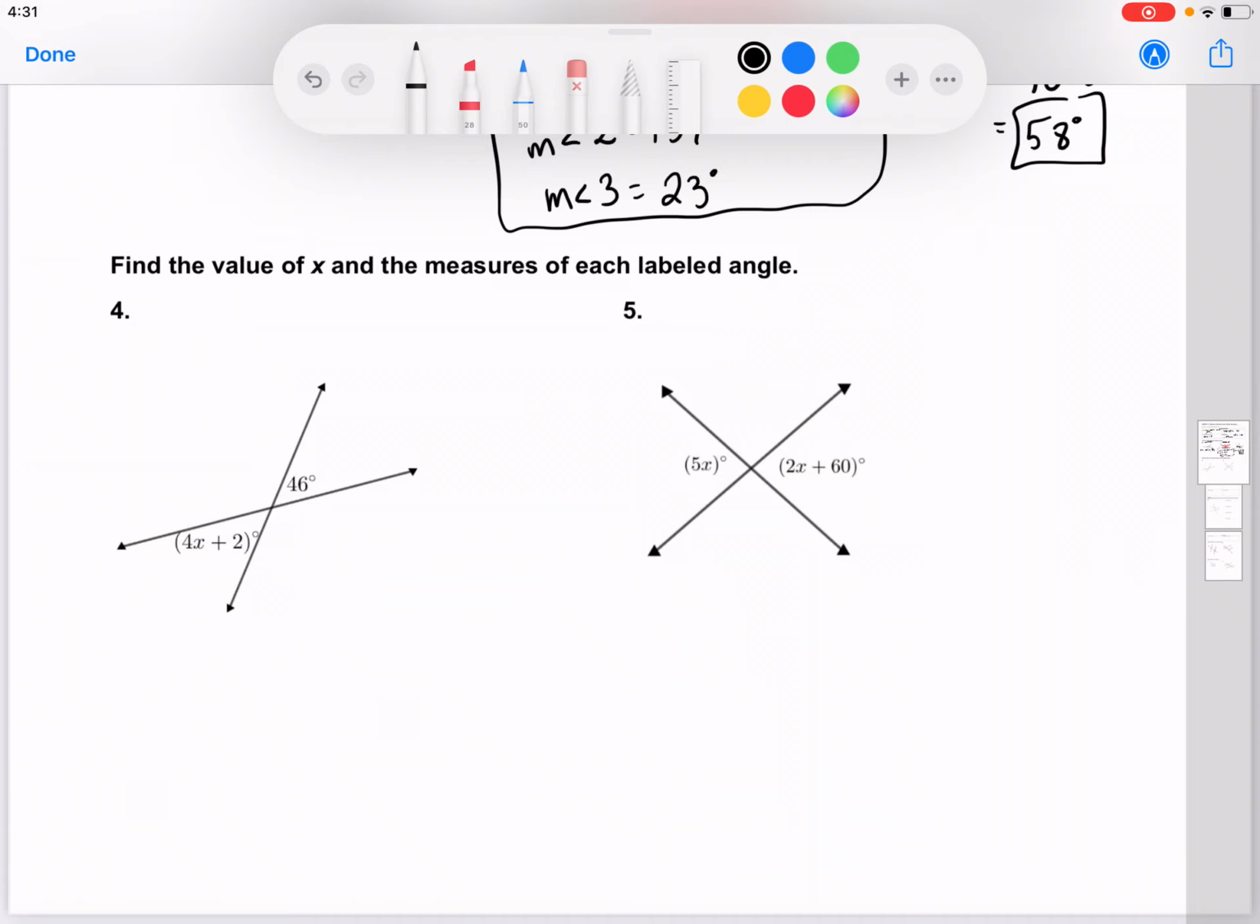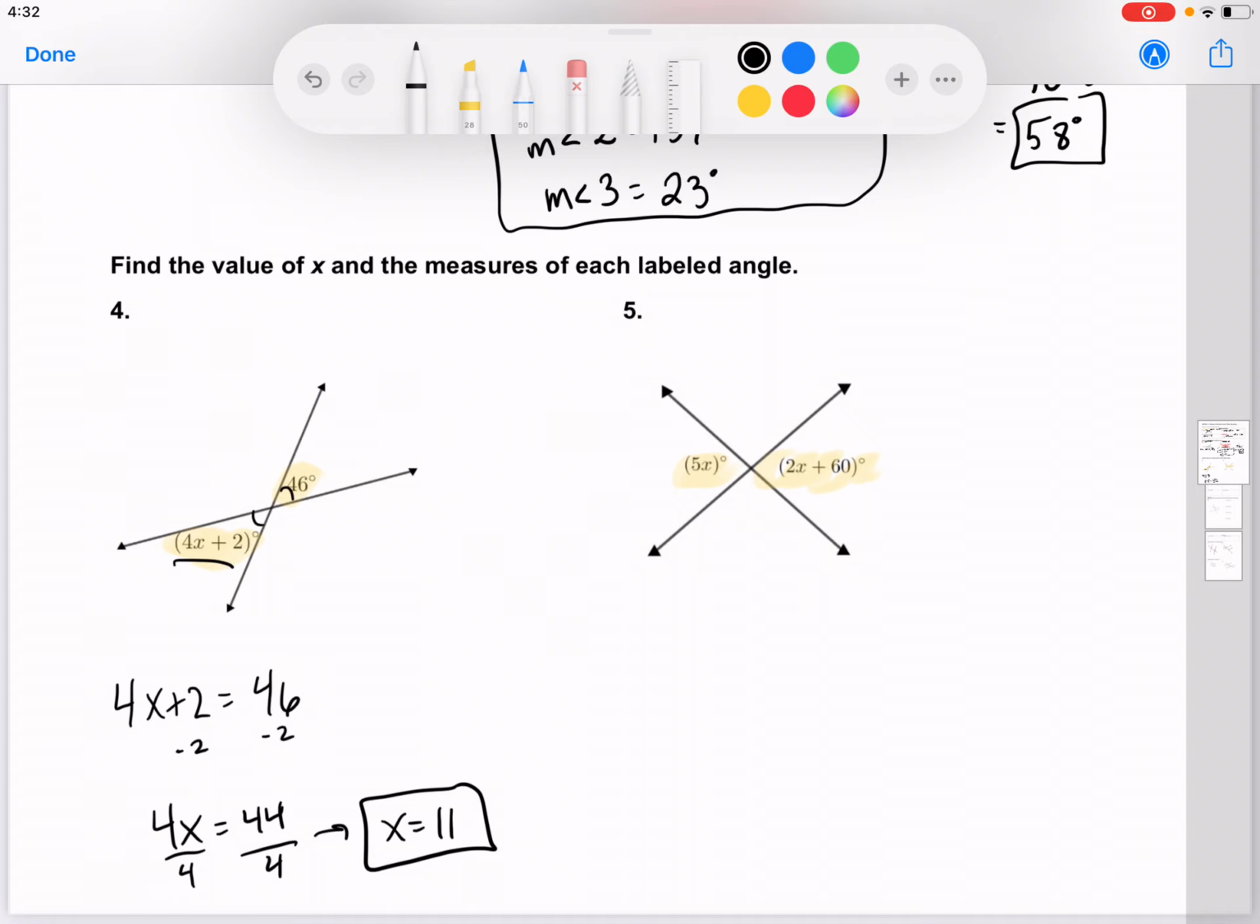For number 4 and number 5, we've got some examples of vertical angles. So these are opposite of each other. The way you work with vertical angles, if it tells us to solve for x, is you're going to go ahead and set them equal to each other. So I'm going to take that 4x plus 2, take the degree symbol off, and say that's equal to 42. And then I'm going to solve. I'll subtract 2, so I get 4x equals 44. Then divide by 4, and you get x equals 11.